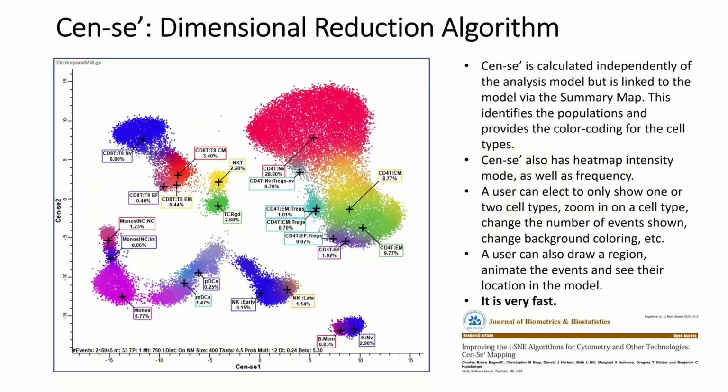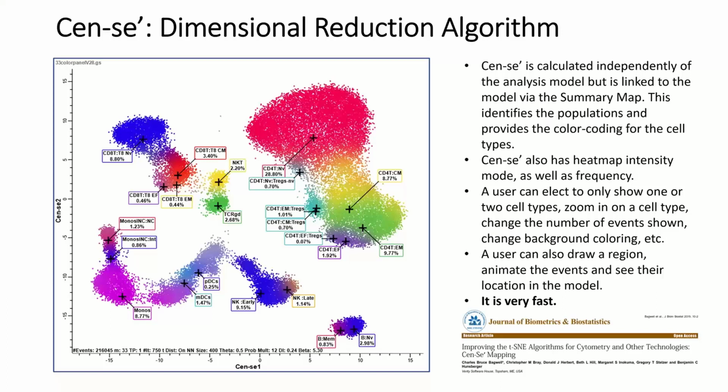The Sensei is linked to the model via the summary map, which provides the color coding and orientation of the cell types. The graph, however, is calculated independently of the model using all of the information in the sample file to account for each event. The Sensei is very flexible and versatile. A user can elect to focus it on all or just a few cell types, change graphics to suit preferences, and view the map in a frequency or heat map intensity mode.